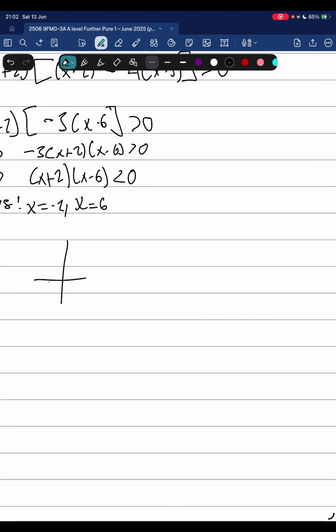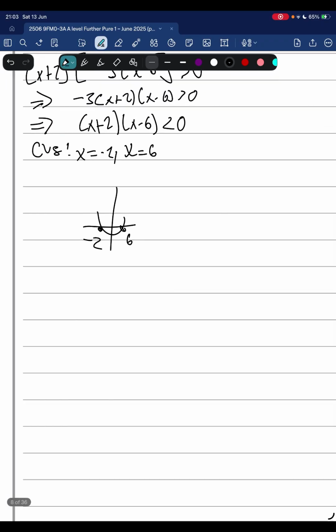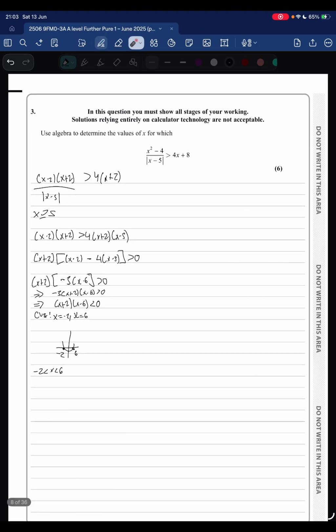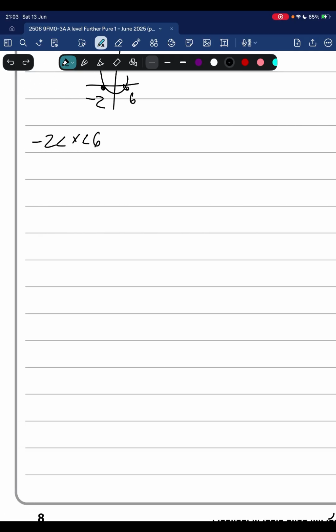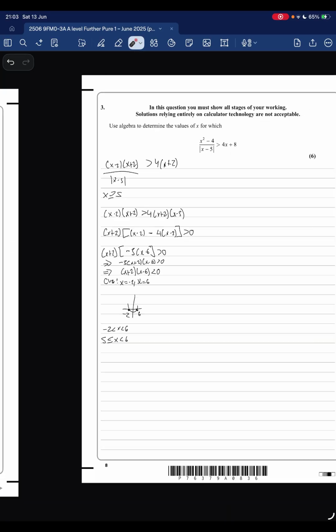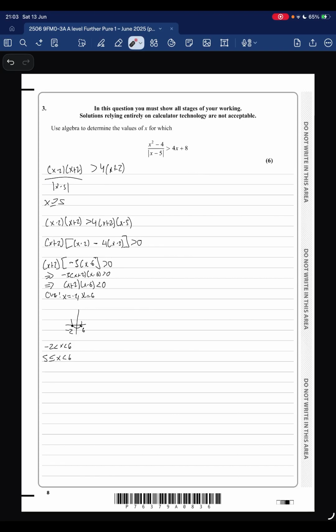Let's sketch the parabola. Minus 2 and 6. We want it to be less than 0. So we get minus 2 less than x less than 6. But remember, for this case to be true, we need x to be greater than 5. So replace this minus 2 with 5. So we have 5 less than x, which is less than 6. So that's the first case done, right?